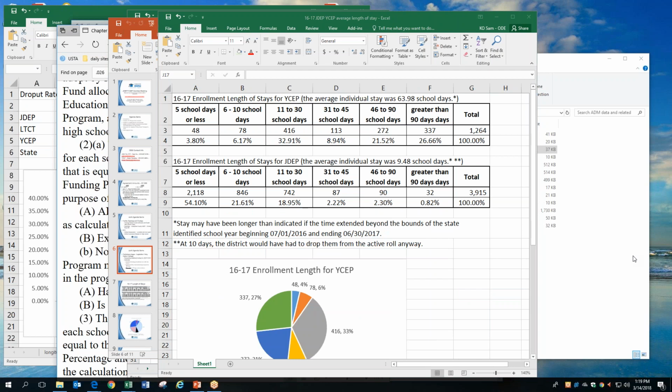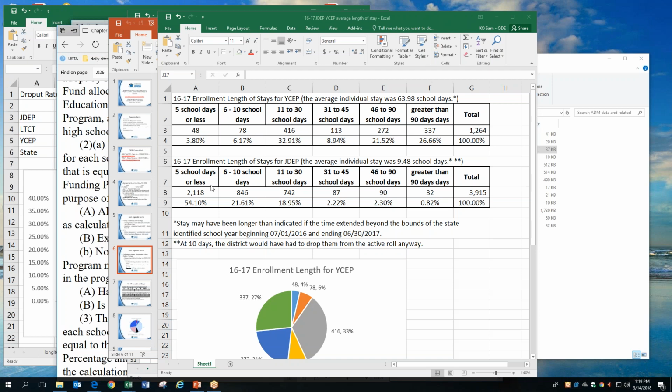So for YCEP, these are not students. These are instances of stays. So last school year, there were 48 instances in YCEP that were 5 school days or less. And there are 78 instances of stays that were 10 school days or less. So roughly 10%. And as you know, kids go between YCEP for medical or court appearances. Even within our YCEP, they unenroll and enroll the kids even if they're there for a short period of time.